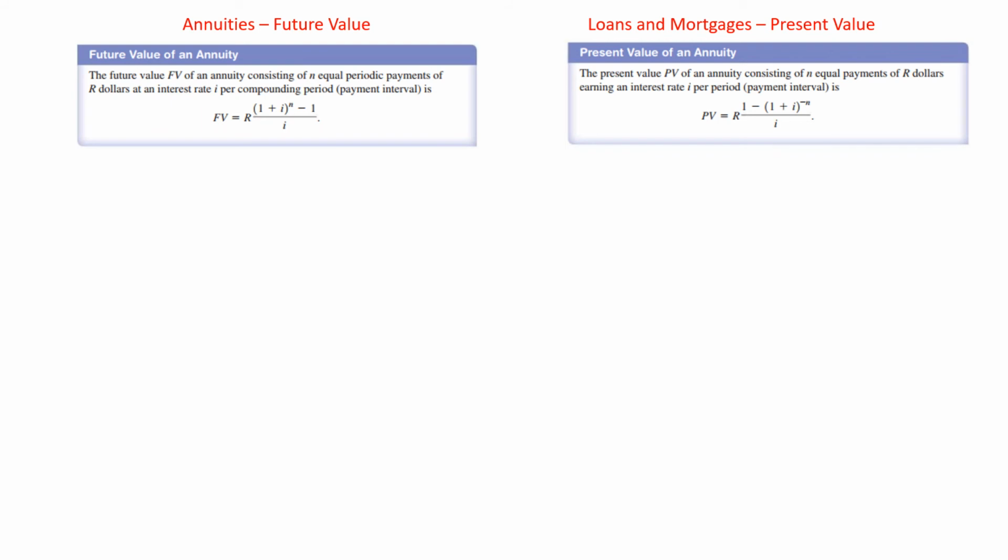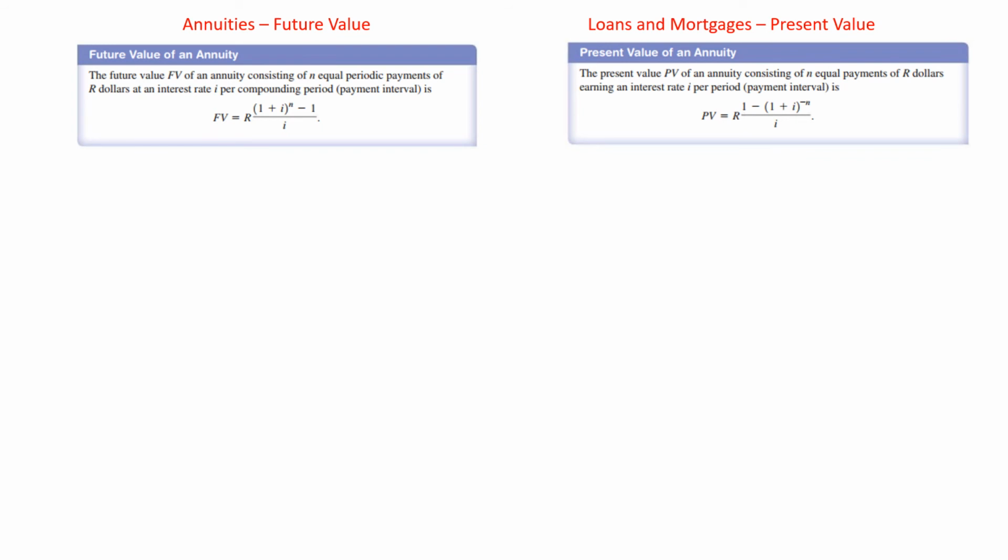So the difference is the future value tends to be increasing. Like you're making payments and you have that positive interest. In the present value, you're working on paying something off. You're making it go lower. So let's see how we can look at these.